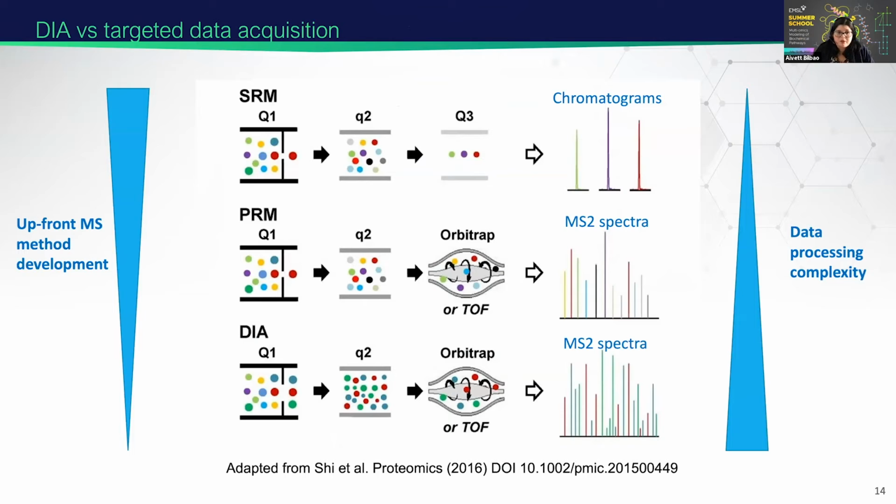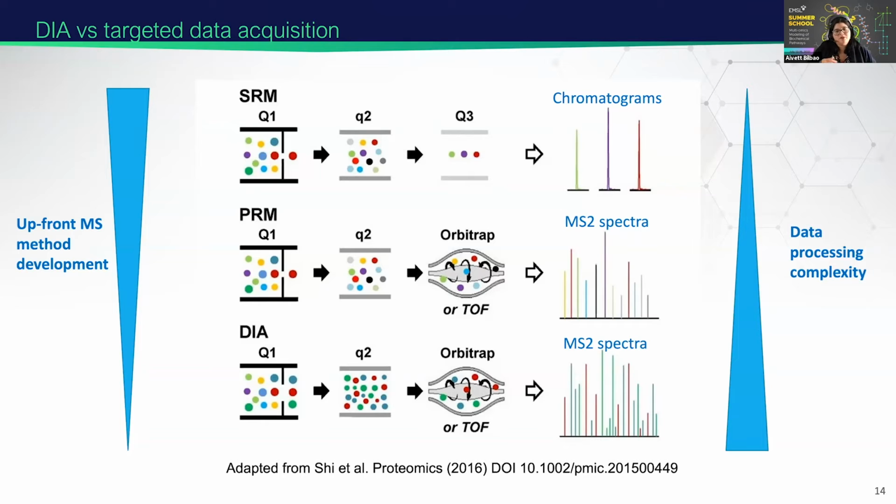I was mentioning the similarities of PRM between SRM and DIA. You also heard from Yuchen about SRM and PRM. So the message here that I want to show you is how we now introduce DIA compared to SRM and PRM. The upfront method development for SRM is very high because you need to select the proteins, the peptides, then the fragments, the transitions, the collision energy. So that requires a lot of upfront method development.